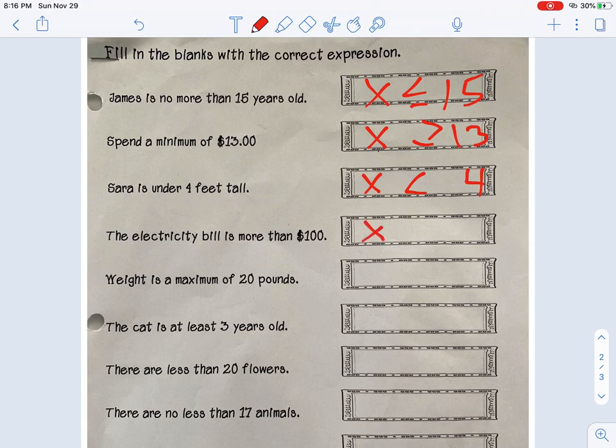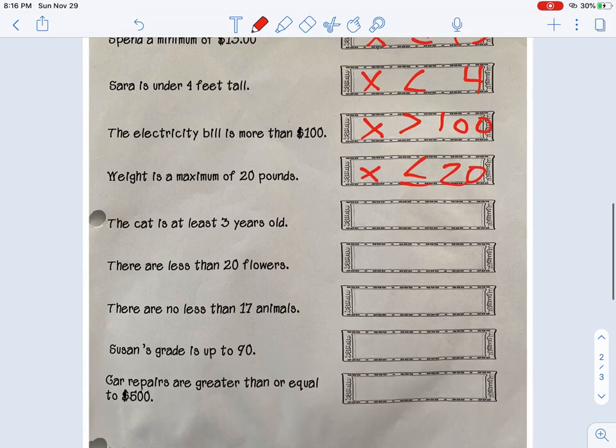And this one, the electricity bill is more than $100. It doesn't say that it is at a minimum of $100, so it's going to be greater than 100. Weight is a maximum of 20 pounds, which means it cannot be more than 20, but it could be equal to 20, so it has to be less than or equal to 20.